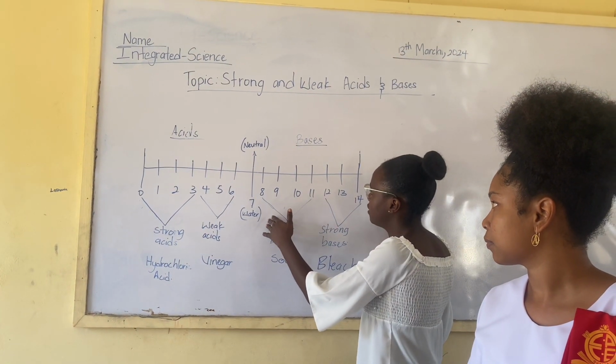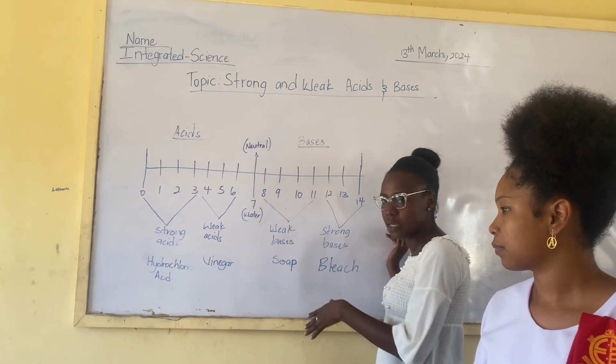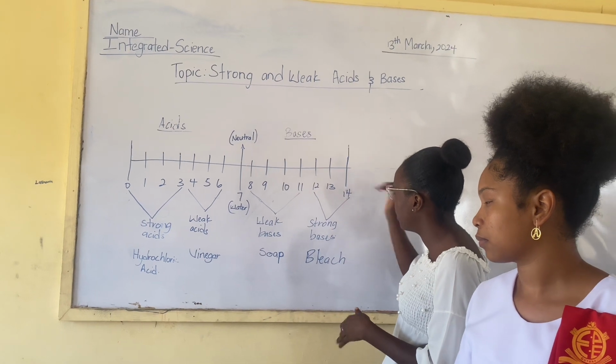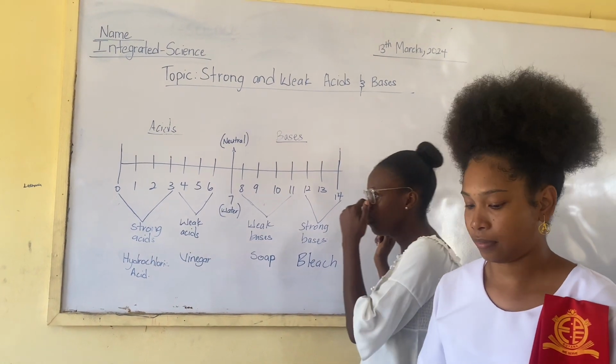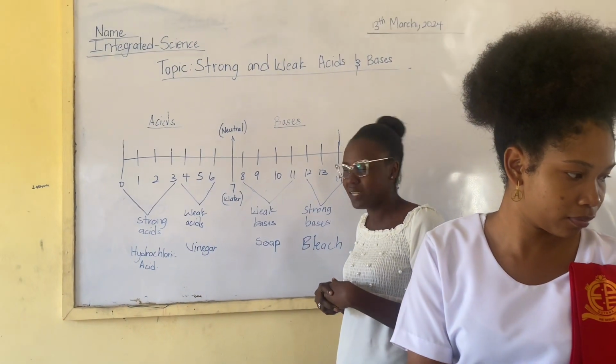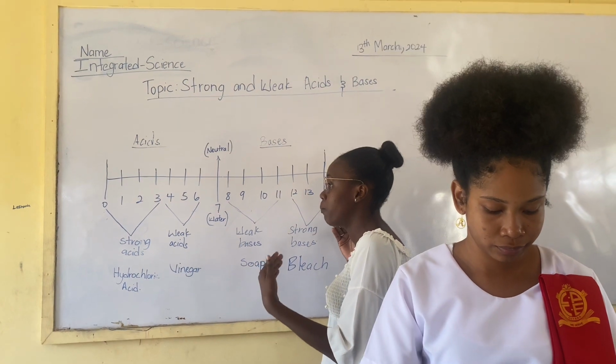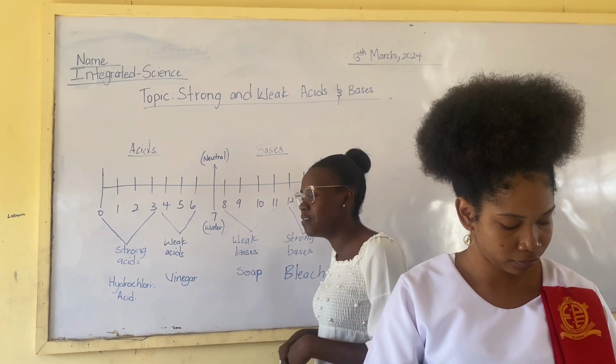Now, on the other side, from 8 to 11, we have weak bases. And from 12 to 14, strong bases. Now, here is something you can take home as a little reminder, so that in the next class when you look at the periodic table, you'll be able to remember it easily.